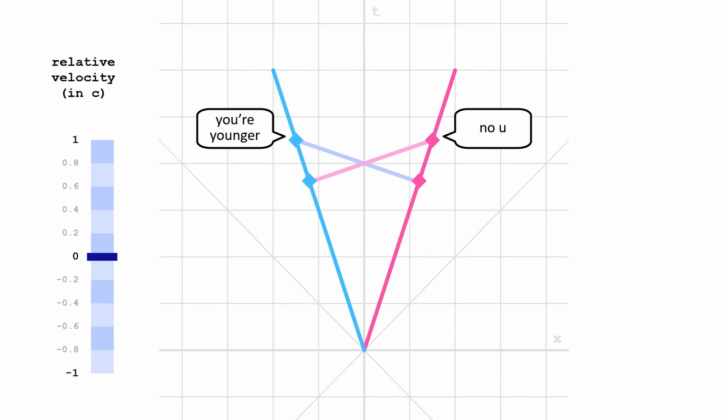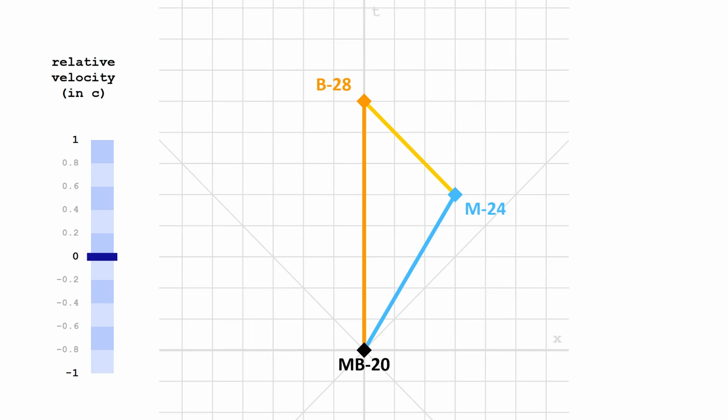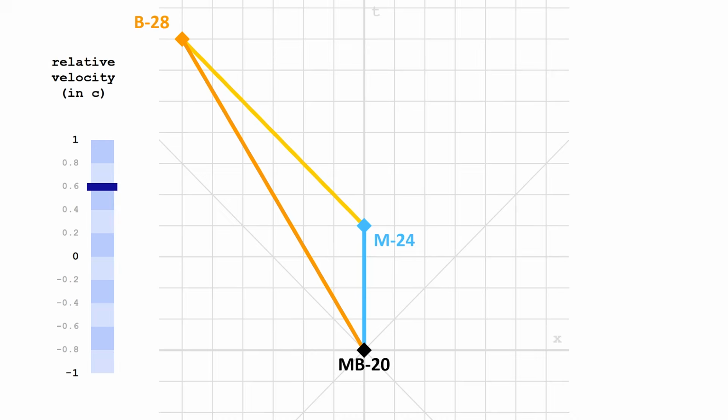Now, relativity of simultaneity tells us the only way to guarantee two events are simultaneous in all reference frames is if they also happen in the same place. In the past, we synced up events using photon signals, and if you're curious, here's what that example looks like. But with the Lorentz transform, it's now easier to describe events that aren't synced up.